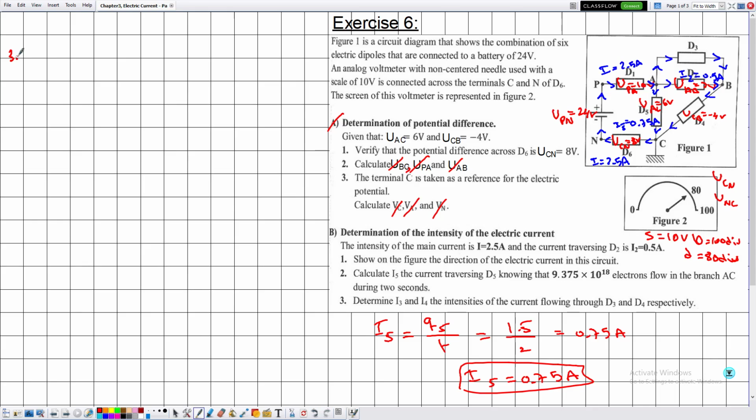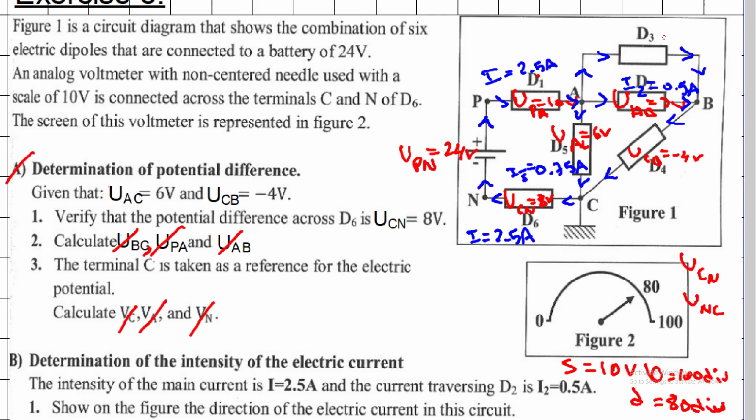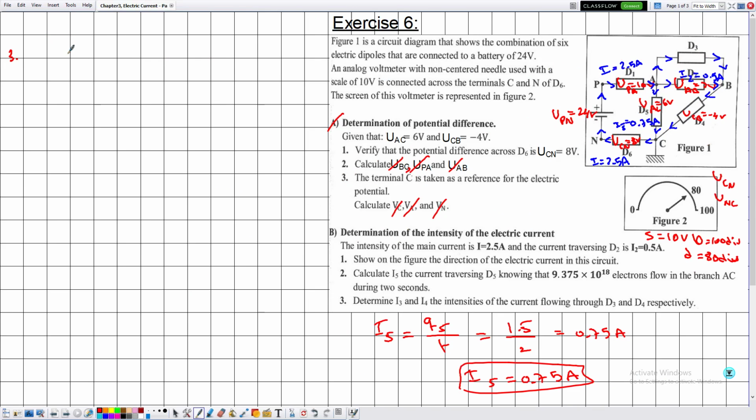Now in part 3 they are telling me to determine I3 and I4, the intensities of the currents flowing through D3 and D4 respectively. So notice that in this case we know the current in D1, which is 2.5, we know the current here, which is 0.5, and we know the current here, which is 0.5 amperes. Then applying the law of addition of currents at the node A, we can determine the current traversing D3.